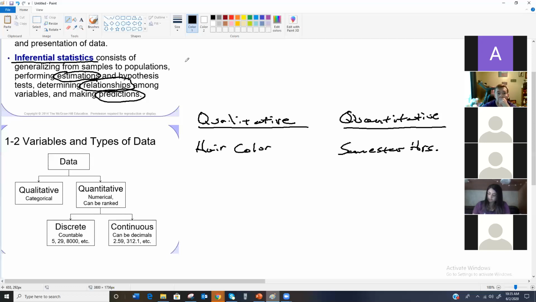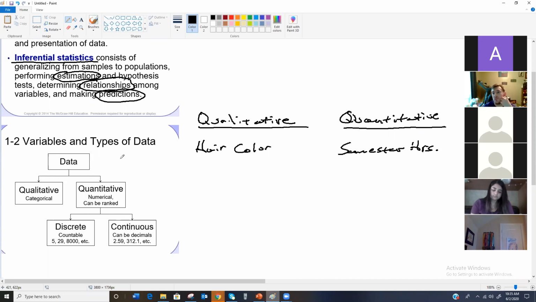So these are the main types of statistics, and these are types of variables. Does anybody have any questions on that? I'm going to talk more about what qualitative and quantitative is. But does it make sense that it doesn't matter which type of data it is, you could do either type of statistics?